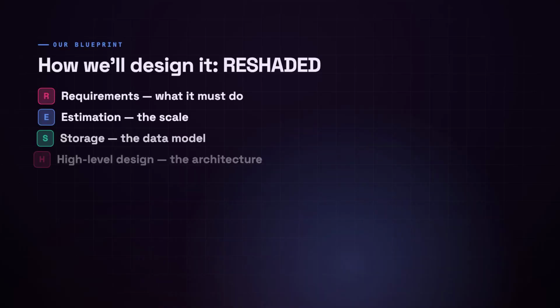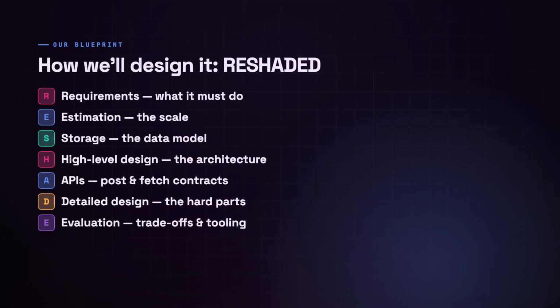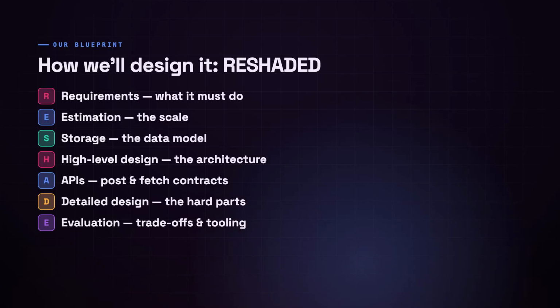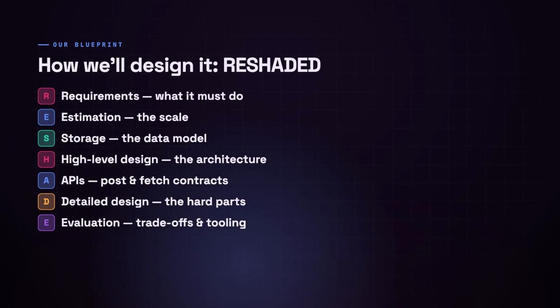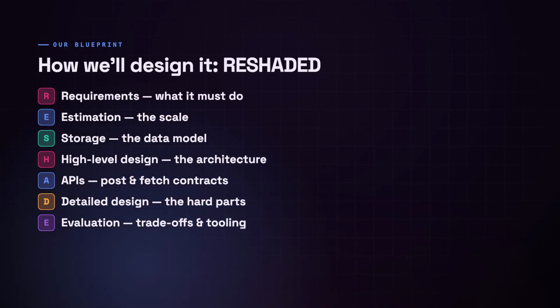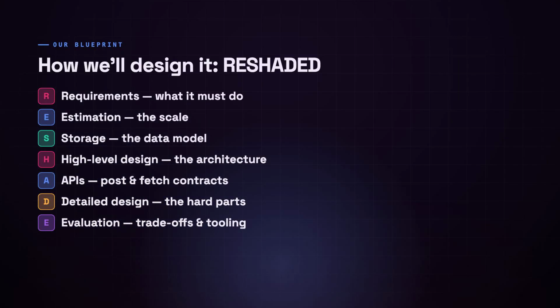To stay organized, we'll follow a clean blueprint called RESHADED. Requirements, what it must do. Estimation, the rough scale. Storage, the data model. High-level design, the architecture. APIs, the contracts. Detailed design, the hard parts. And evaluation, the trade-offs. 7 steps. Let's take them one at a time.